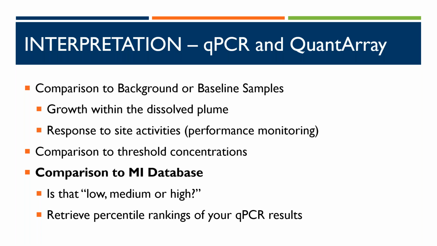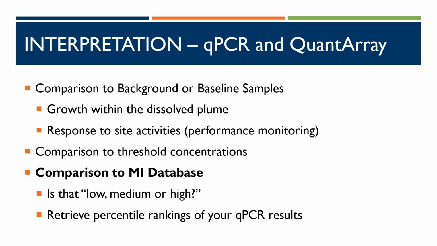We also want to compare those threshold concentrations that we do know about. So again, for DHC, we know that 10 to the 4 cells per milliliter is a very important magic number where we see 80% chance of complete reductive dechlorination at a site. But for some others where we don't necessarily have those threshold concentrations, there can be some difficulty in just looking at a number that is provided on a report and determining whether it's a good number.